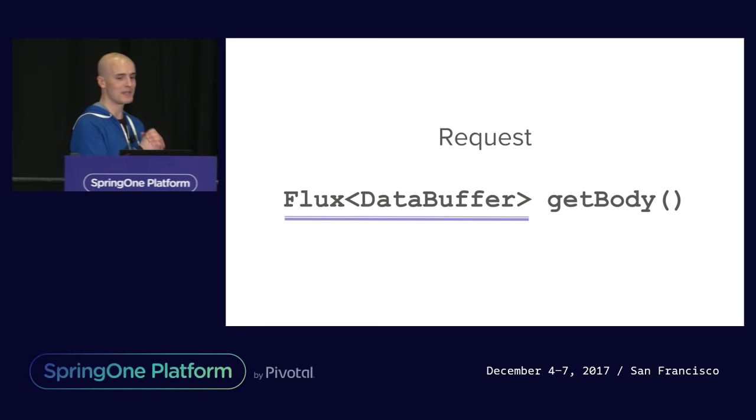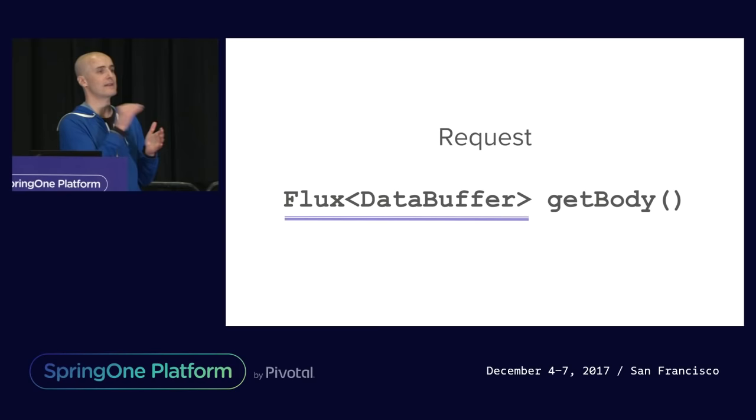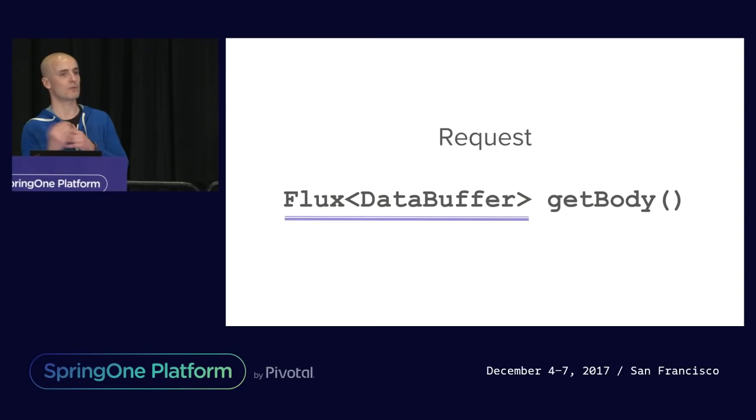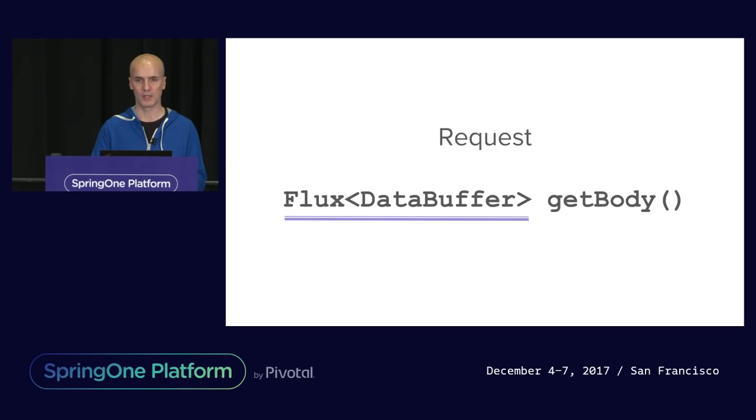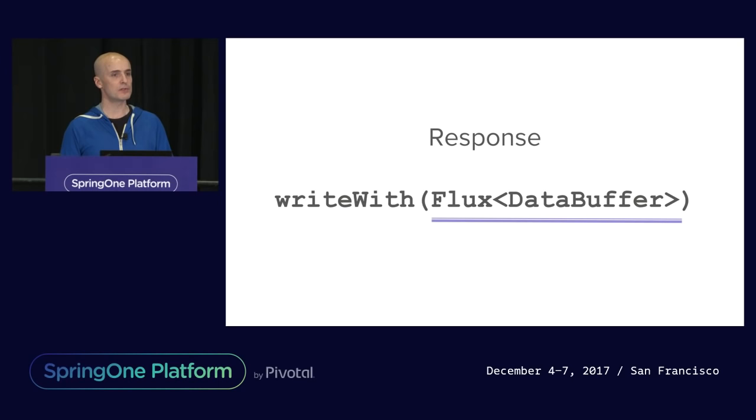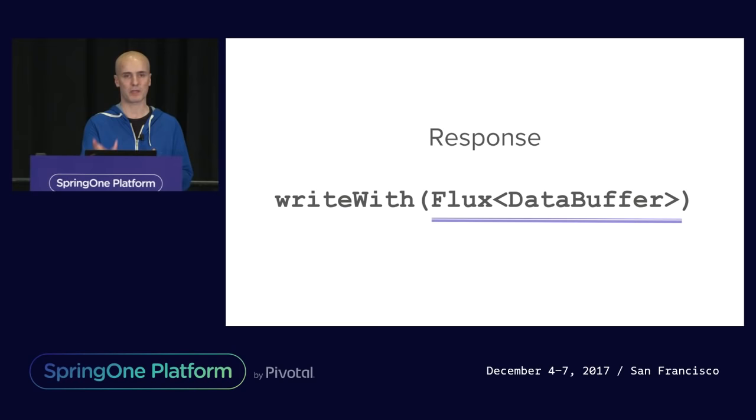So what that means is that for anybody consuming from that flux, you have control over how fast the data is being read, right? You can say, don't slow down with reading because what I'm doing with the data is taking longer. So there are these kinds of mechanisms to control the flow, the rate of the flow. Same thing on the response. Again, this is not writing in current time. This is the promise to write. We're giving a flux to write with.